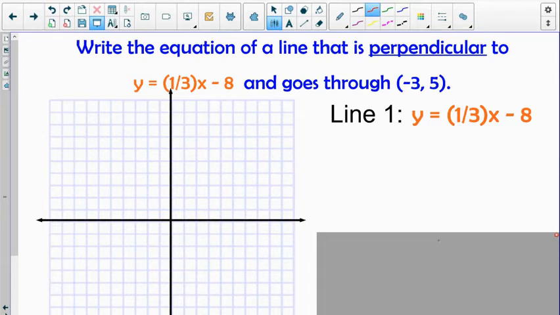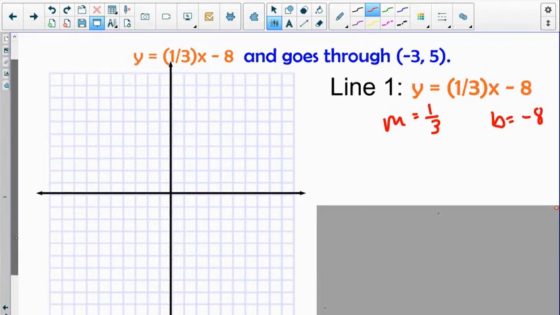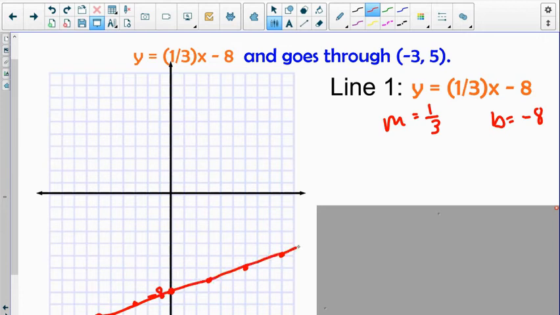Line number 1, I know, has a slope of 1/3 and a y-intercept at -8. So if I were to graph this equation, I would need to start at -8 on the y-axis, and I can plot additional points using my slope. I have a rise of 1 and a run of 3. I make sure that my line is going up and to the right anytime my slope is positive. All right, so there's line number 1.